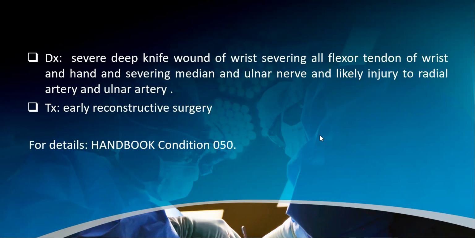Yes, your pen touch and Froment sign will help you to exactly define if there is any nerve injury. That's why we are doing it, right? So pen touch will give us median nerve injury, Froment will give us ulnar nerve injury. And if we get this positive, that means obviously the nerve is injured.